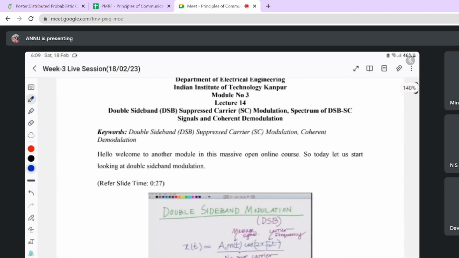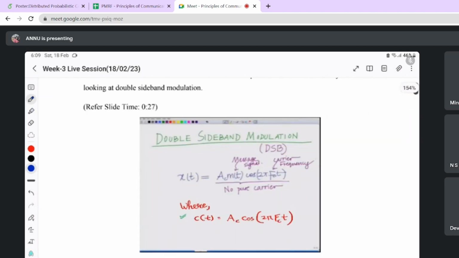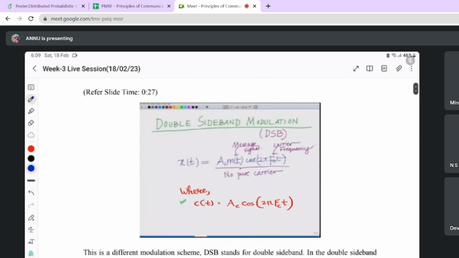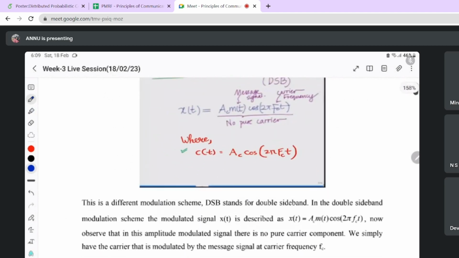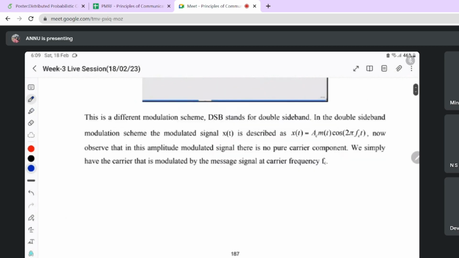So coming to the next part, whatever the sir has taught you. Double sideband modulation. The sir said x(t) is equal to Ac m(t) cos 2 pi fc t. Here the message is m(t) and the carrier frequency is fc, where c(t) is equal to Ac cos 2 pi fc t. So m(t) into c(t). Here is what is written.